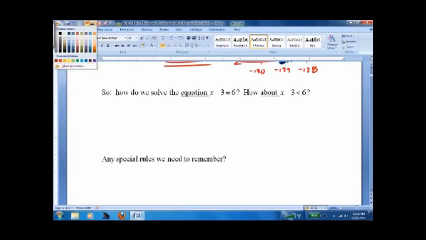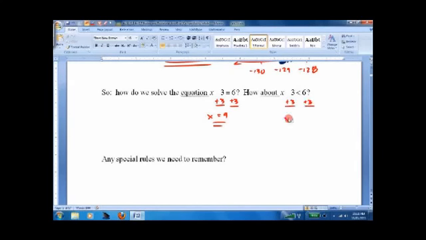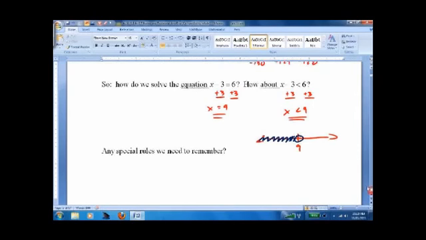So how do we solve? Just like we did before, except we keep the inequality. And this is the simpler way to do this. Just put a 9. Circle it. It's not equal to. Fill it in. That's it.